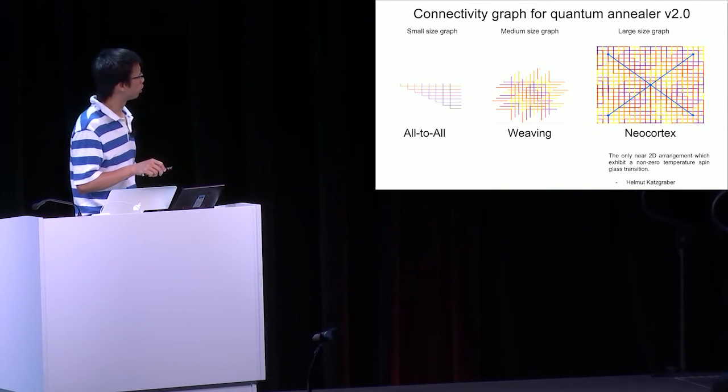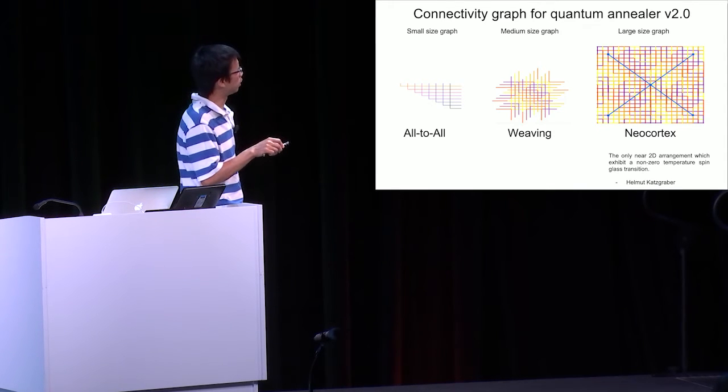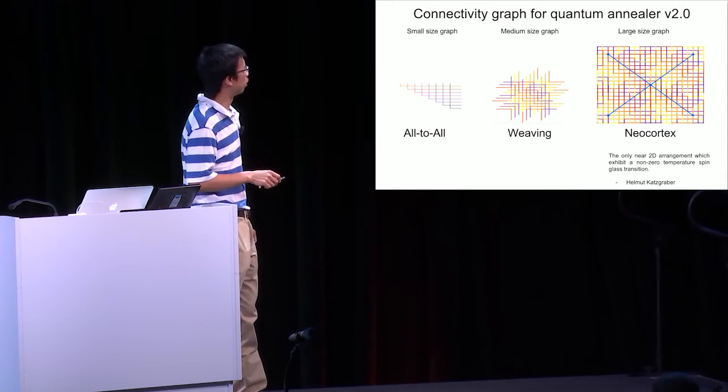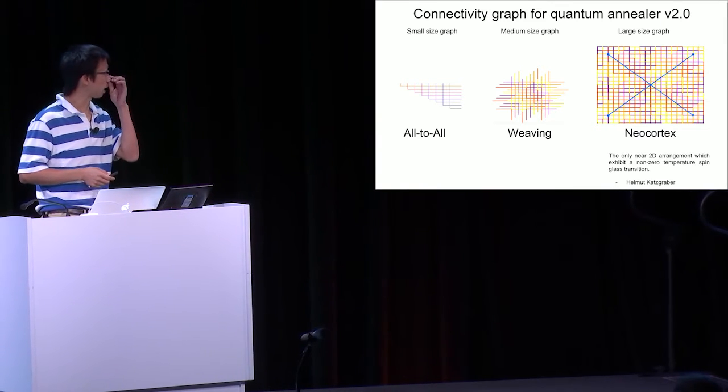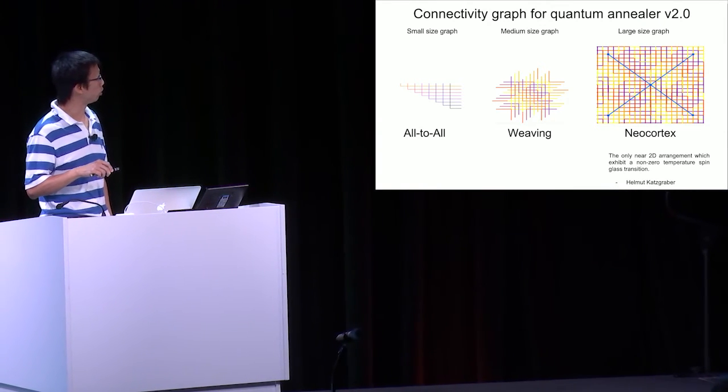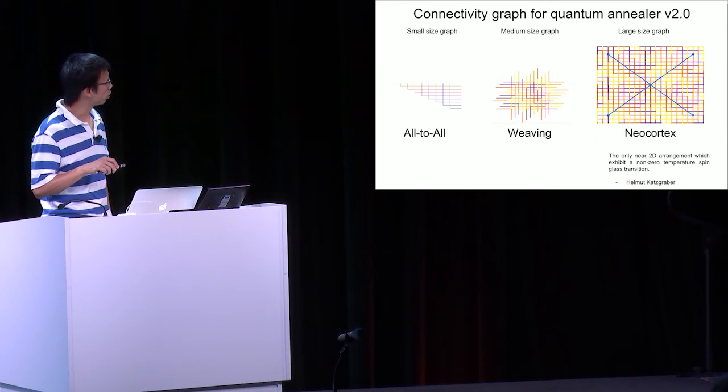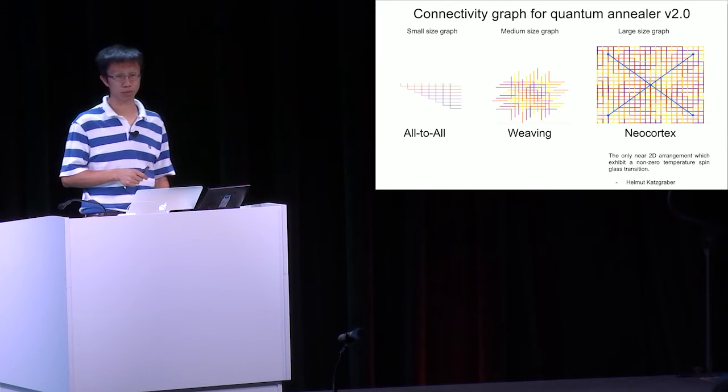We call this neo-cortex because some of you may recognize this is actually the 2D graph for cortex. And if you talk to the spin glass expert, Helmut, he can probably tell you this is the only 2D arrangement that has a non-zero transition temperature for spin glass transition.